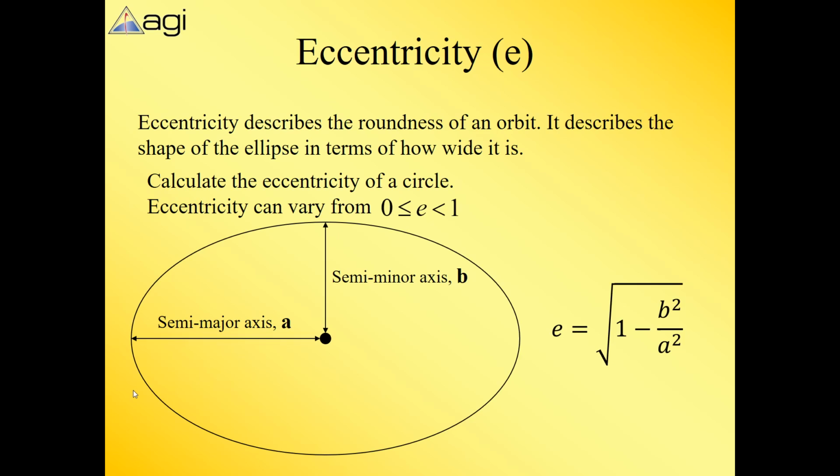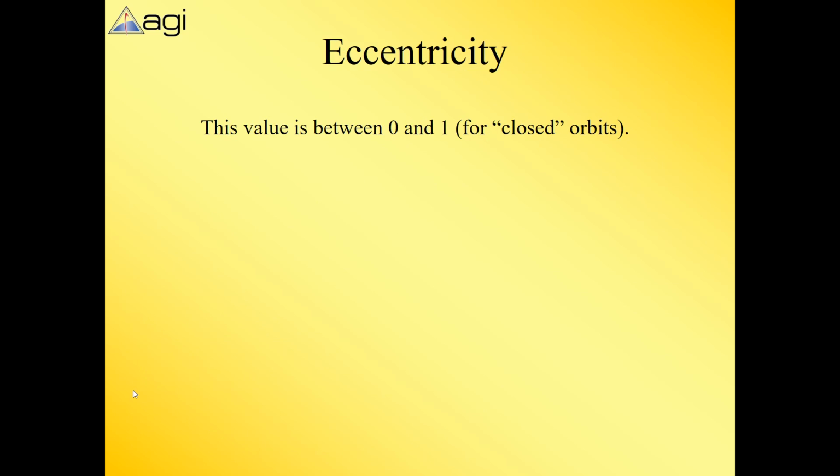A formula for calculating eccentricity. I don't believe we're going to be using this formula, but you might want to jot it down. Eccentricity is the square root of 1 minus b squared over a squared. B is the semi-minor axis, and A is the semi-major axis. All right, moving on.